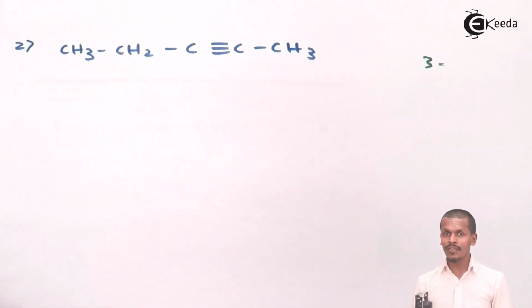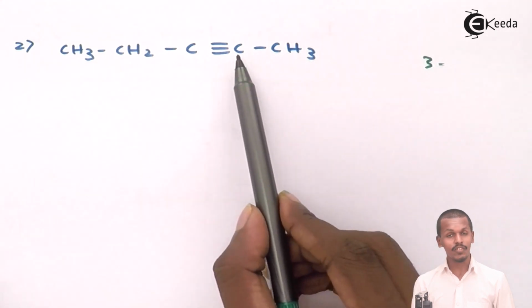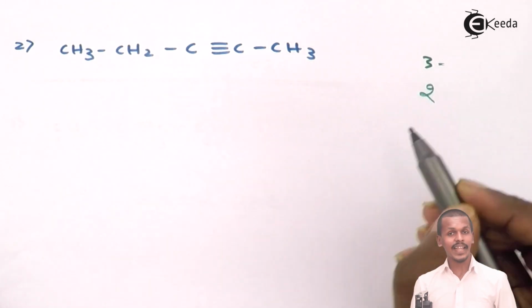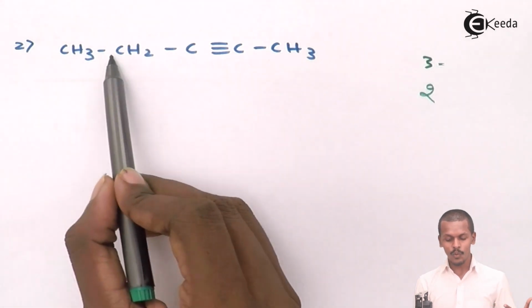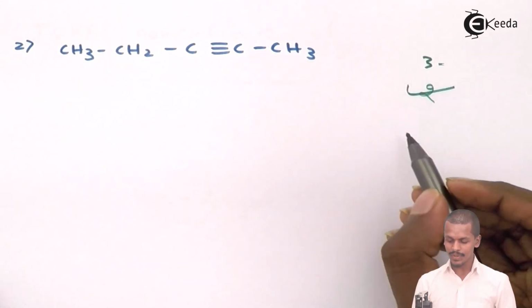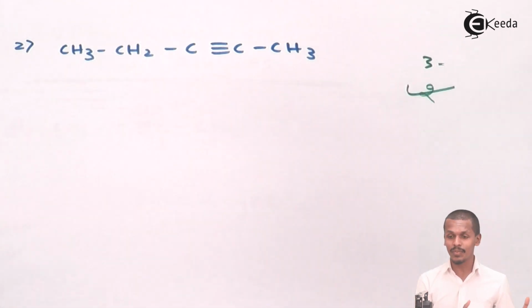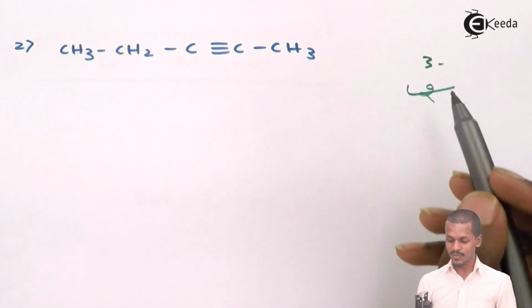And what if we number from right to left? Then this one will be the first carbon atom, this one the second, third, fourth and fifth, making the triple bond position get the least number compared to that of the previous one.